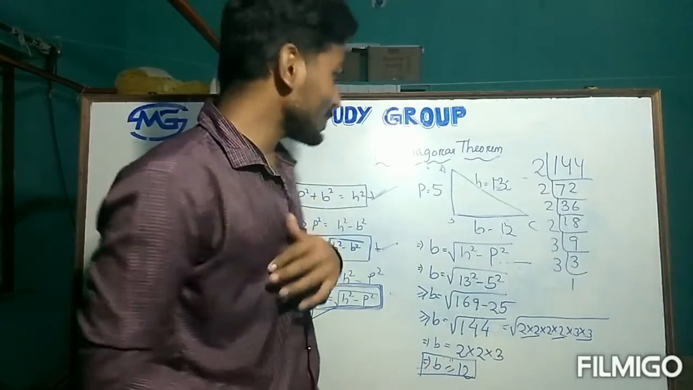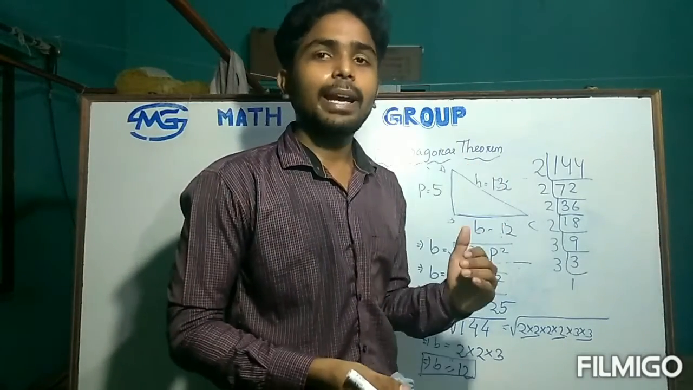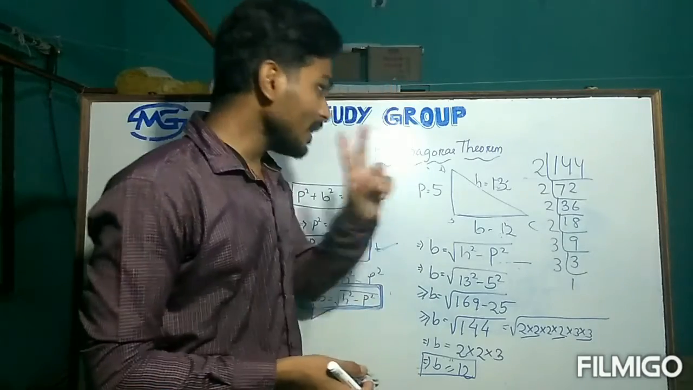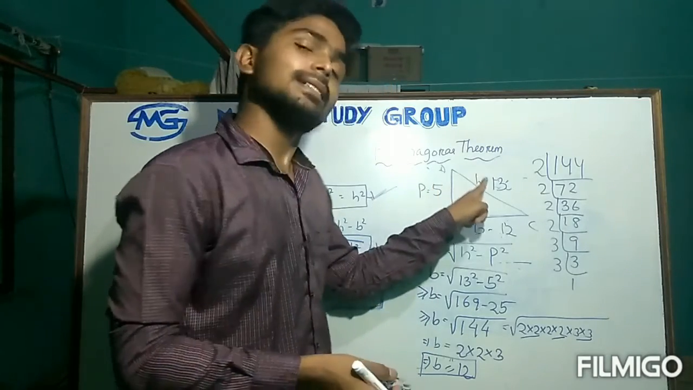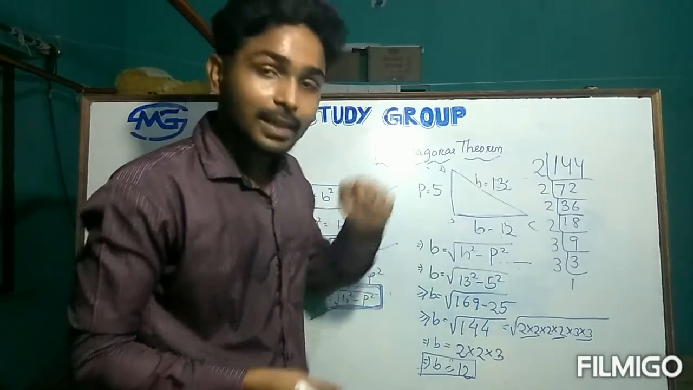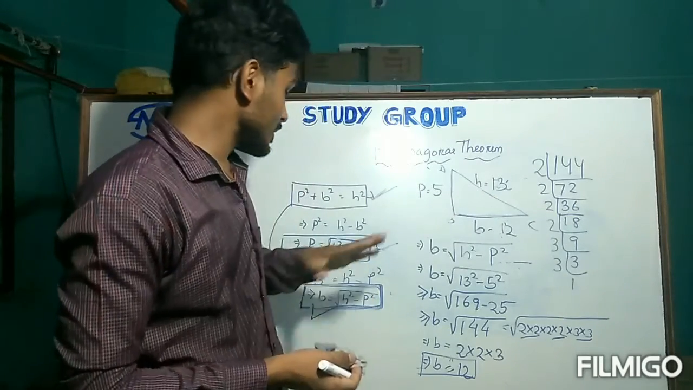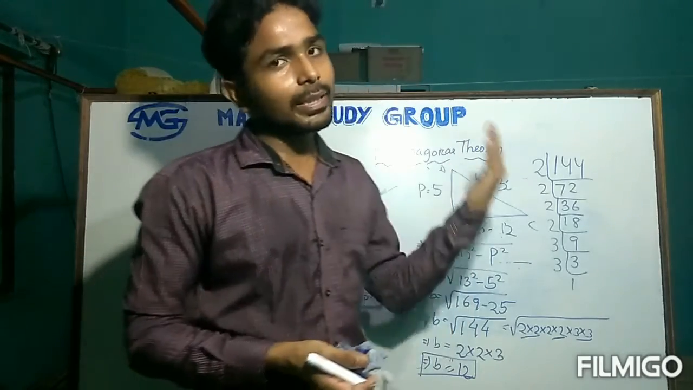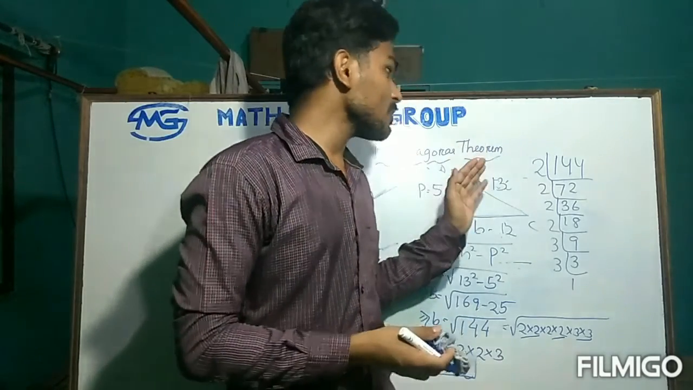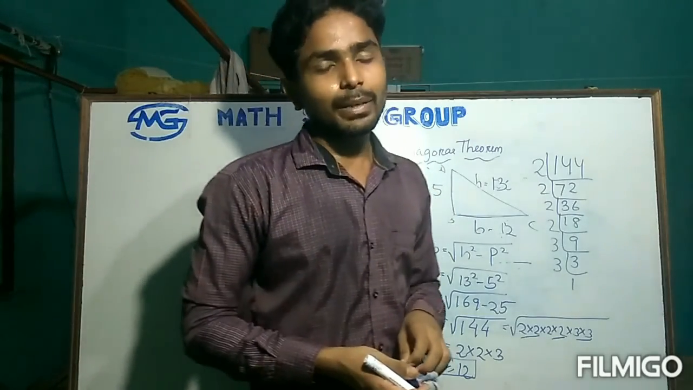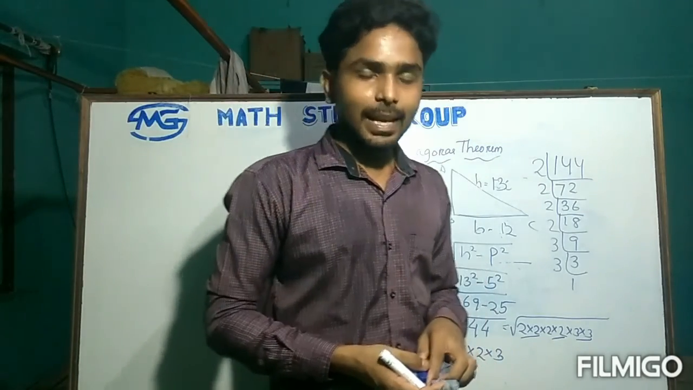So by using the Pythagoras theorem, we can find any side of a right angle triangle if any two sides are given. If two sides are given, then we can calculate the third side. So this is today's class. In the next class, we will discuss how the Pythagoras theorem is used to represent an irrational number on the number line. Till then, take care.